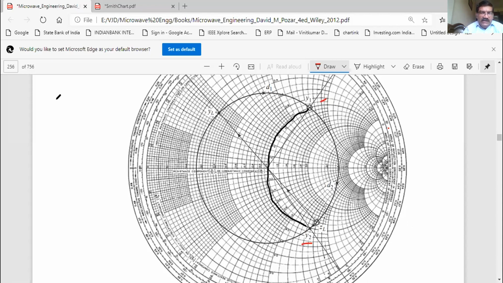So I'll just write here Y1 equals to, it is 1. Why? Because it is on the unity impedance line I want. So Y1 equals to 1 plus something. How much is that something? That you have to find out. And this Y2 is the lower point. So Y2 equals to 1 minus something. Why minus? Because Y2 is at the lower.